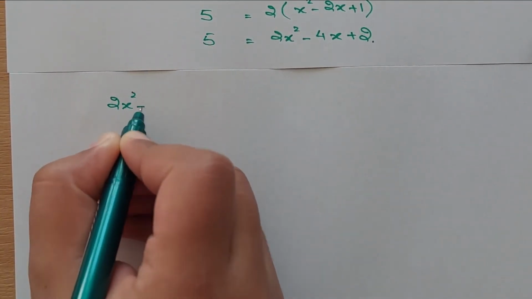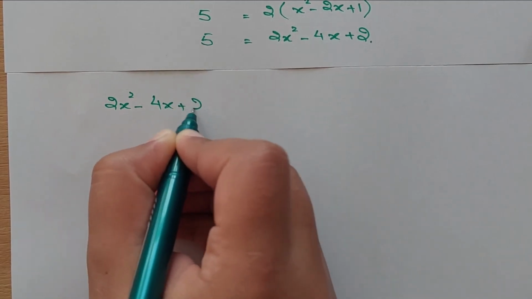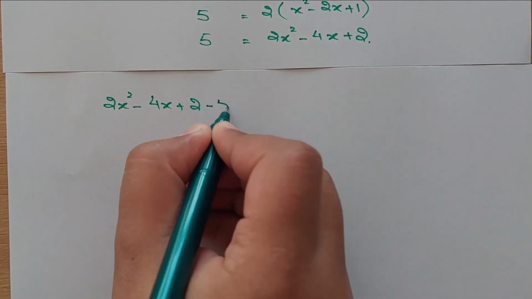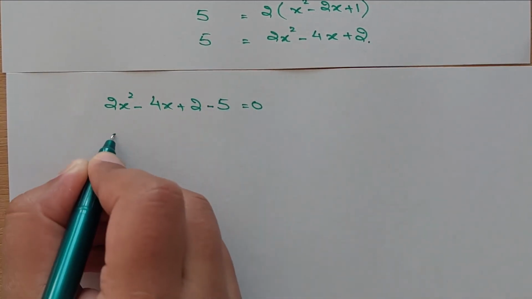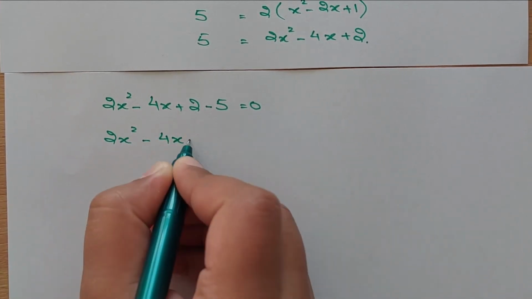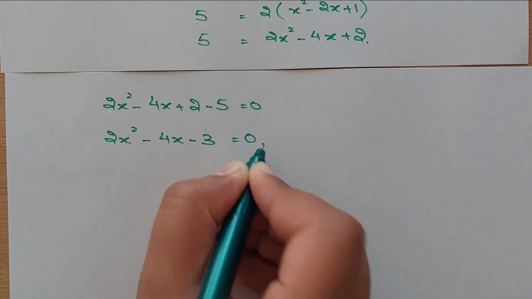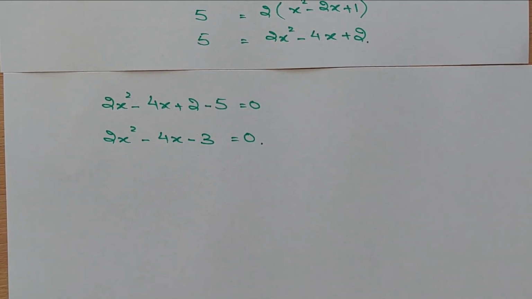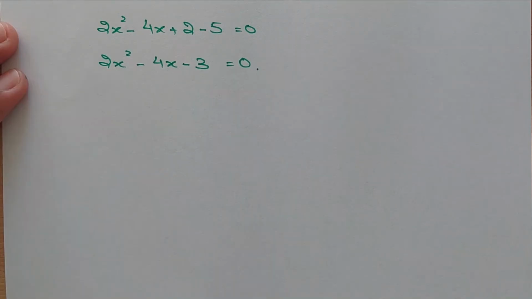2x² − 4x + 2, shift the 5 to the right, it becomes −5 = 0. So 2x² − 4x, and 2 − 5 is −3, equals 0. So this is a quadratic equation. We can solve it by using the quadratic formula.